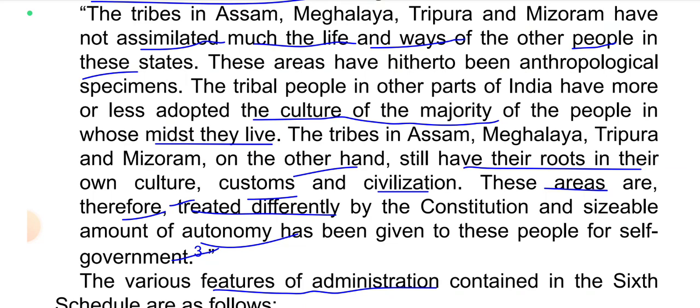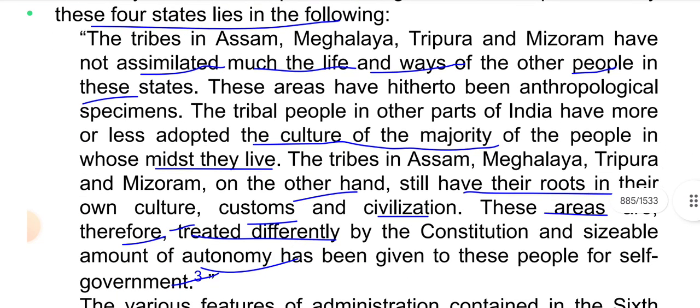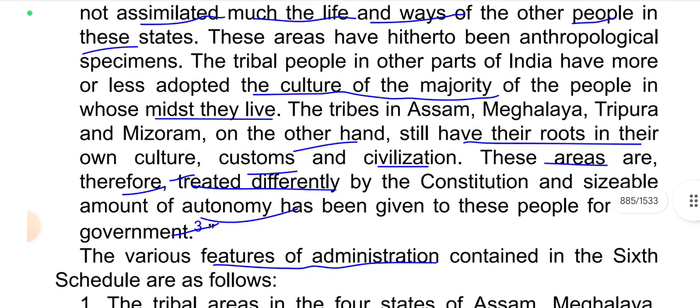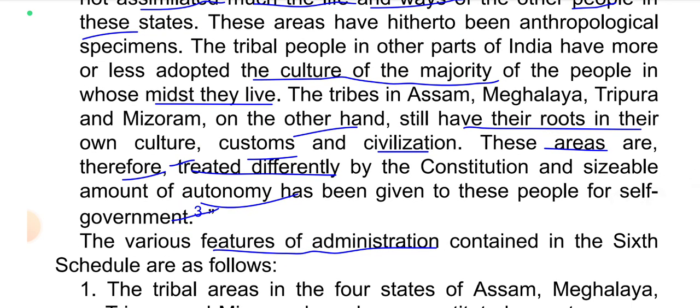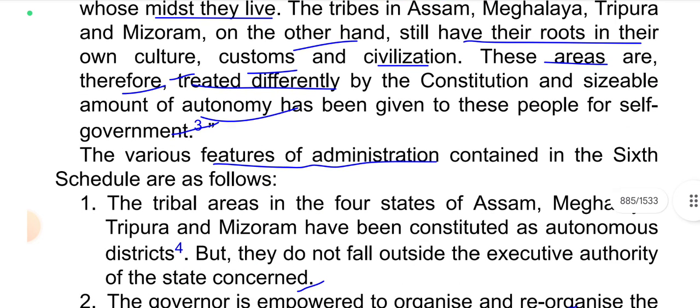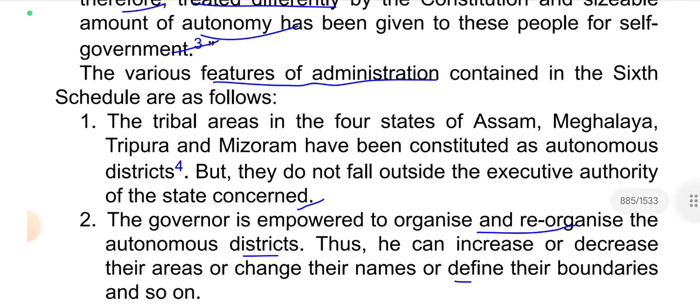The tribal people in other parts of India have more or less adopted the culture of the majority of the people in whose midst they live. The tribes in Assam, Meghalaya, Tripura and Mizoram, on the other hand, still have their roots in their own culture, customs and civilization. These areas are therefore treated differently by the constitution, and a sizable amount of autonomy has been given to these people for self-government.